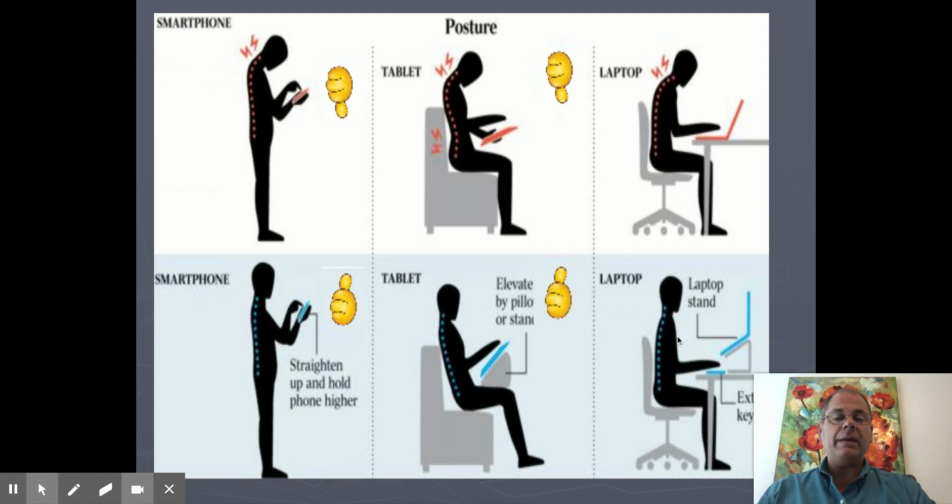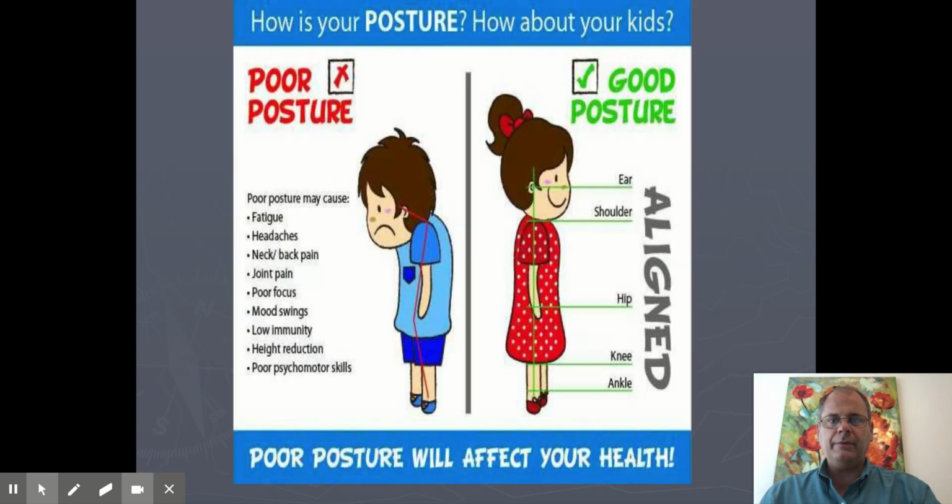And here are 3 good examples of how to have good posture. Bring your device up to you so you can see it. Don't bend your head down. That causes strain in the neck. Okay, and posture is good for kids.